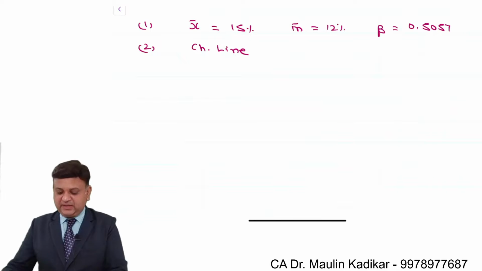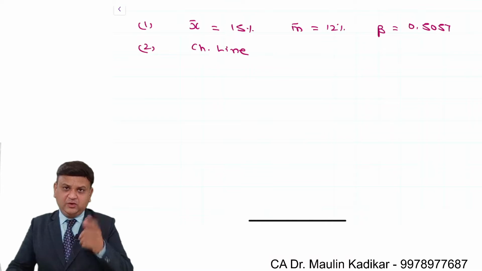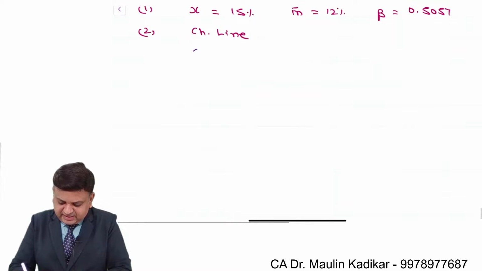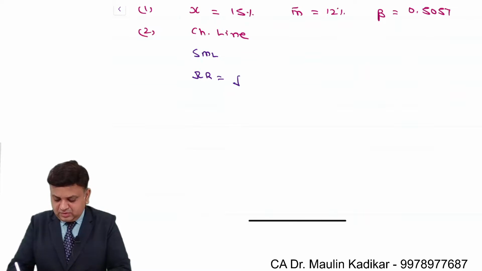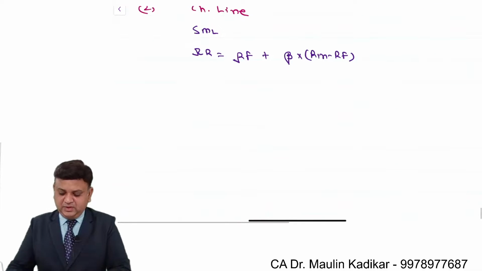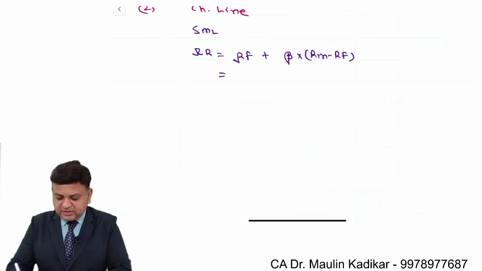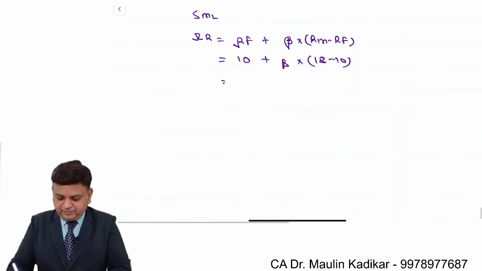Before I explain the characteristic line, I want you to recall one of the lines that we have done, the security market line. In the security market line, we formed an equation: required rate of return is equal to RF plus beta into RM minus RF. This is a simple equation. For example, the risk-free rate of return is 10 plus beta into the return on the market portfolio, which is 18, so it is 18 minus 10. So it is 10 plus beta into 8. That is what we have as the required rate of return.